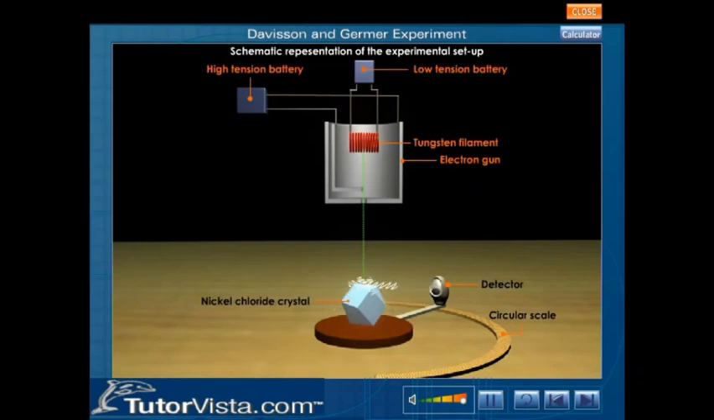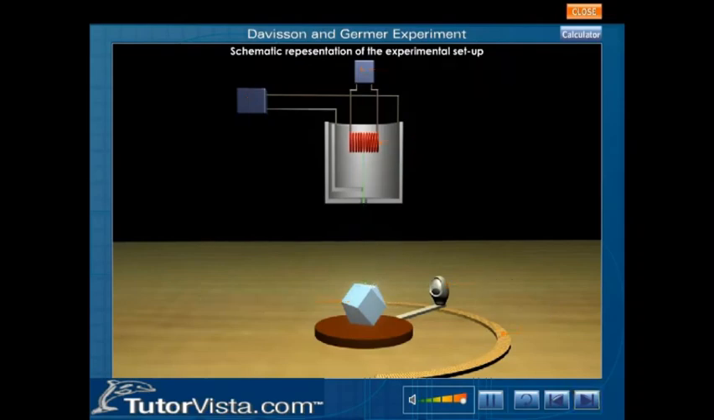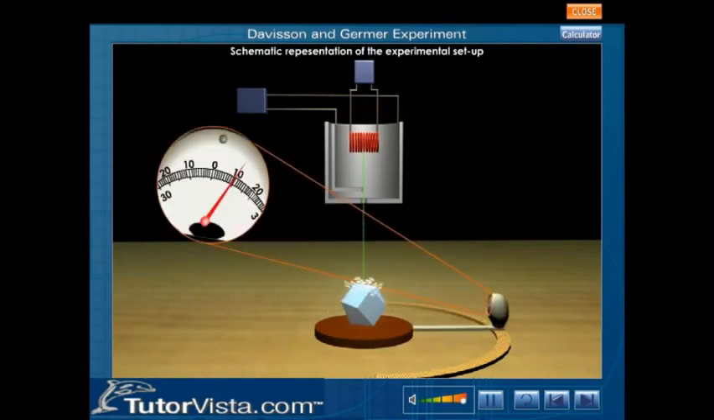How did they perform the experiment? The electron beam was made to pass through a pinhole and made to strike the crystal normally. The electrons scattered in all directions, acting like waves. They observed that at certain angles, the detector indicated a peak in the intensity of the scattered electron beam.